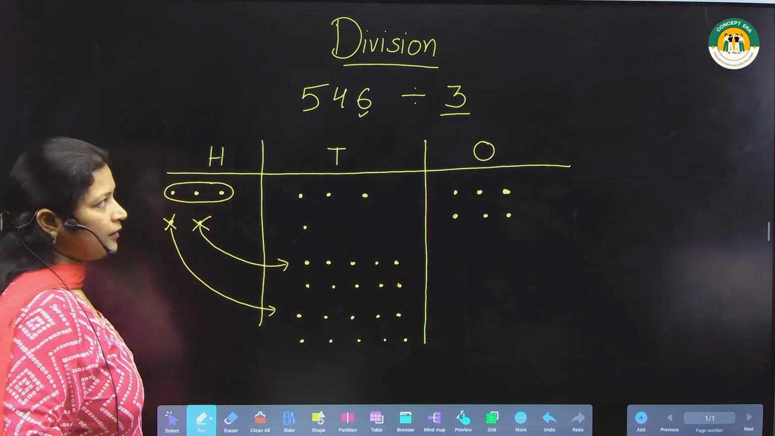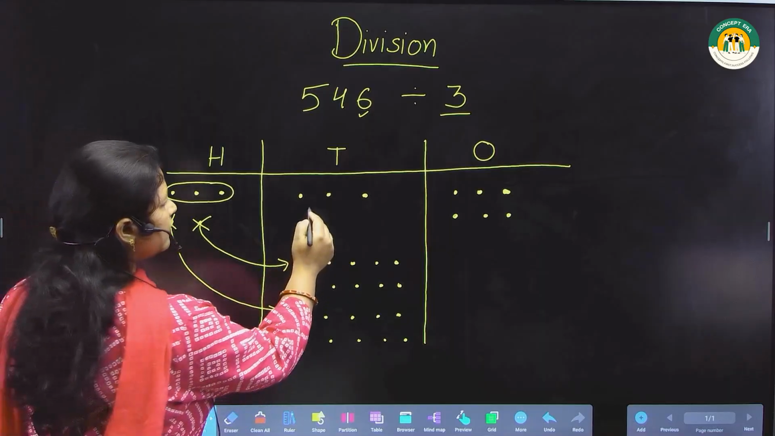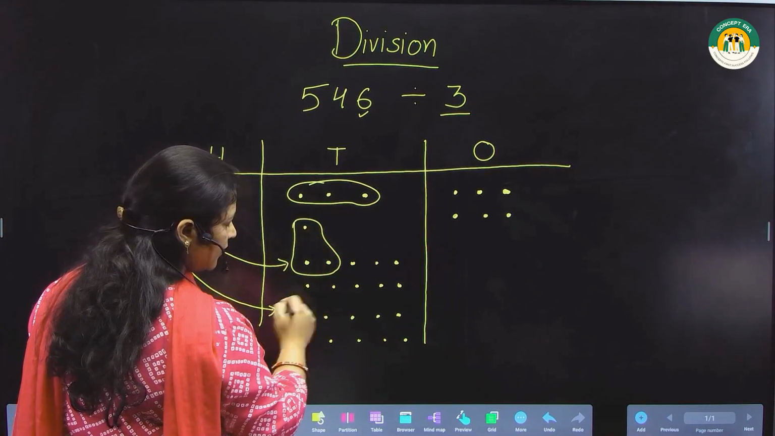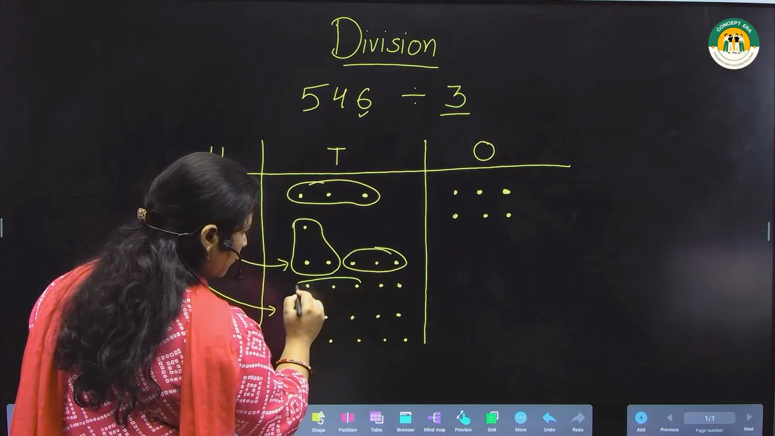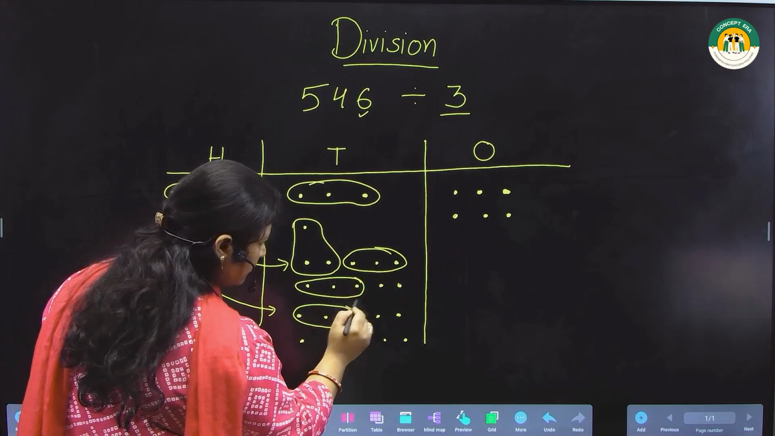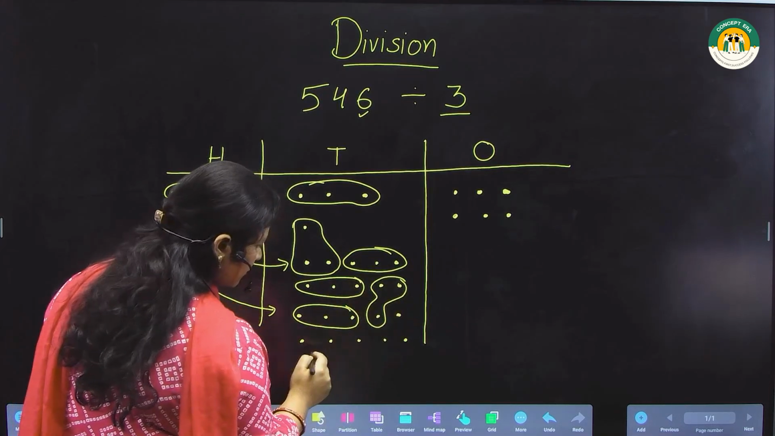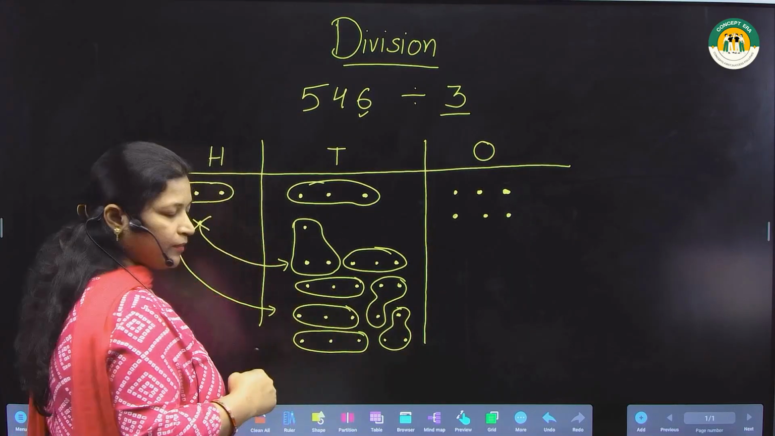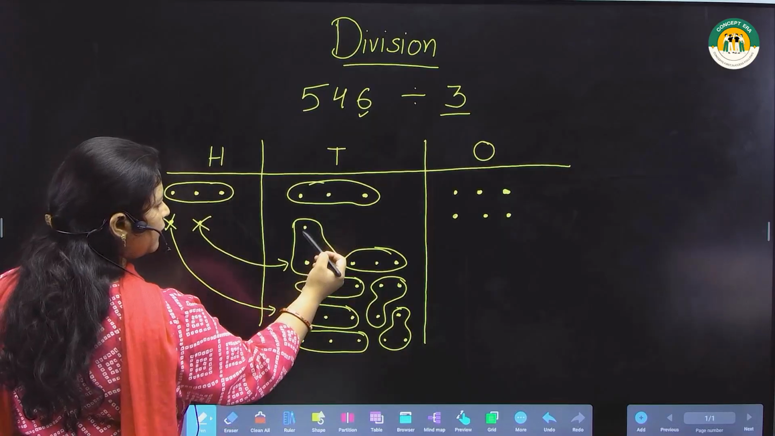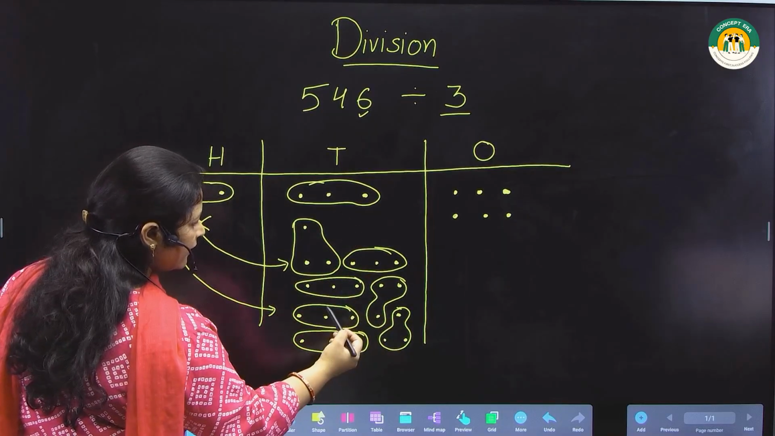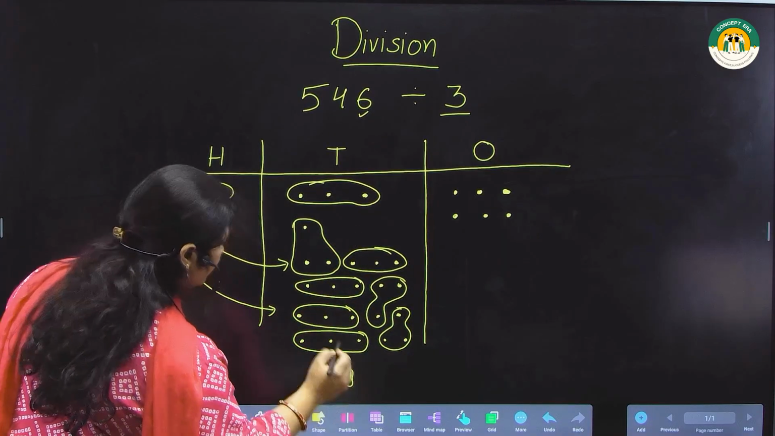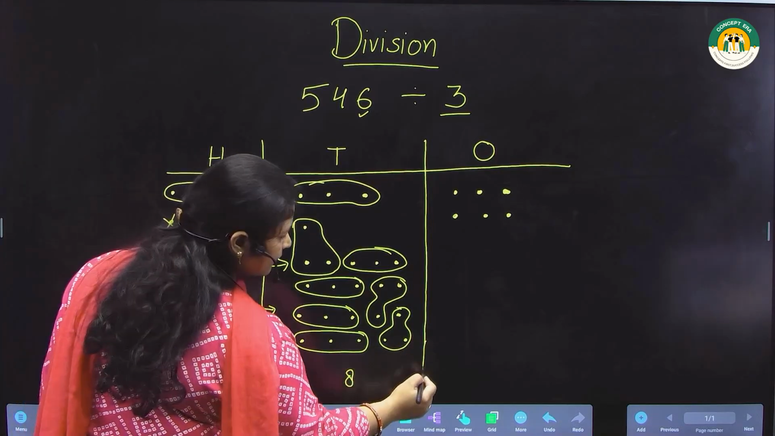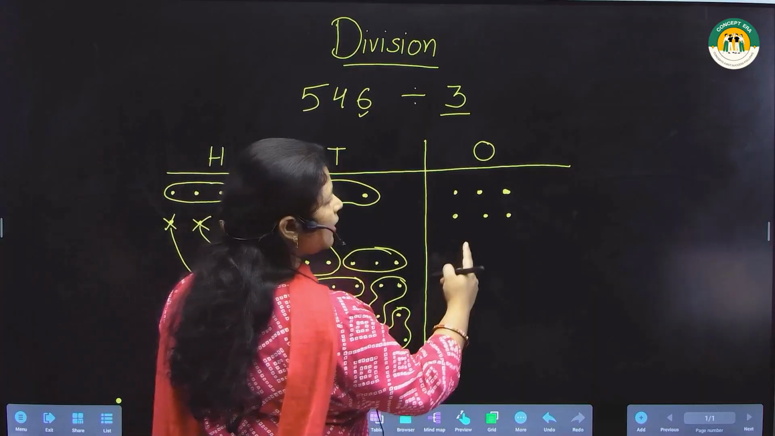Now start grouping. Start grouping with 3. The first group is this. The second group can be this. Third group, fourth group, fifth group, sixth group, seventh group, and this one is 8. So let me count the number of groups: 1, 2, 3, 4, 5, 6, 7 and 8. How many groups have we prepared here? Only 1. Okay. So now we have to move to the next, the ones place.